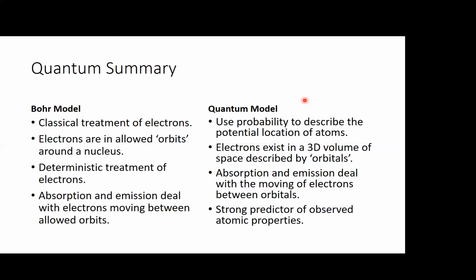Absorption and emission deal with electrons moving between those orbitals. And this, unlike the Bohr model, is a strong predictor of atomic properties throughout the periodic table. So it's not restricted to single electron atoms like the Bohr model is. The quantum model seems to work for almost everything. However, because it's not derived from first principles, if a better model comes along, we'll start using that one.